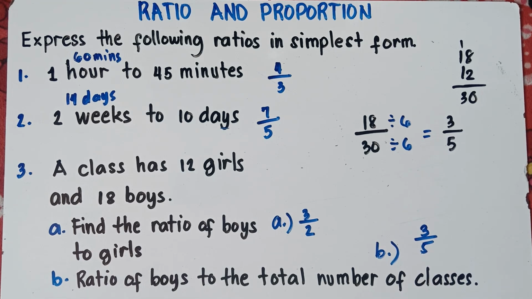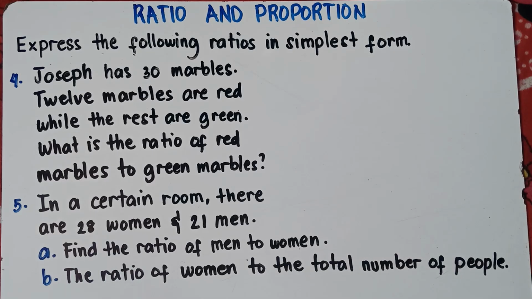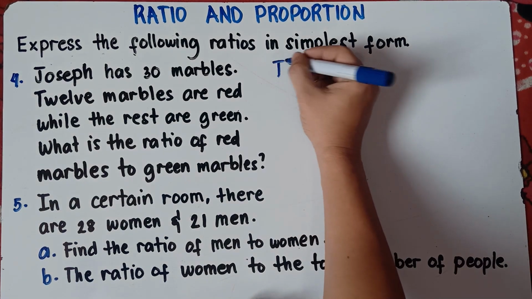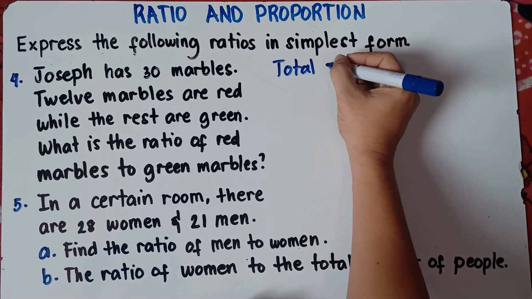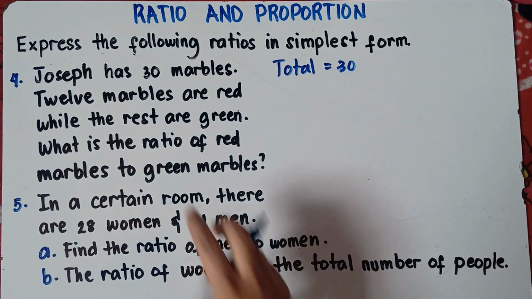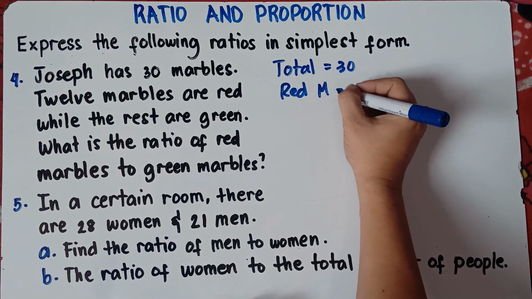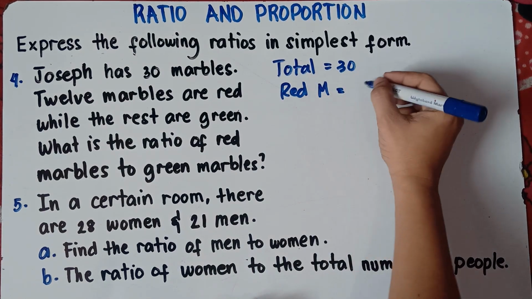We will give 5 examples, class, for you to really understand with regards to the ratio. Alright, so number 4, Joseph has 30 marbles. 12 marbles are red, while the rest are green. What is the ratio of red marbles to green marbles? So we do have the total number of marbles. So total, that would be 30. And we do have red marbles. So red marbles, okay, I will just put M. Red marbles, that is 12.